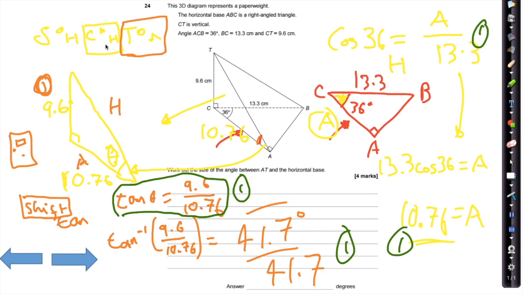Okay, so this was SOHCAHTOA, but it used a couple of these. As we're getting towards the end of the paper, you would be expected to use a couple of different elements of your trigonometry, so cos and tan in this example.